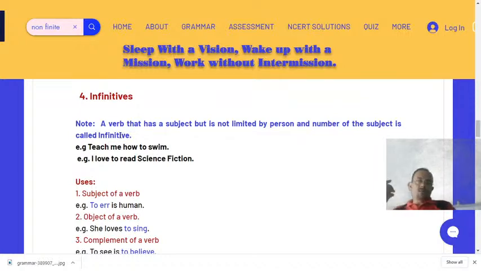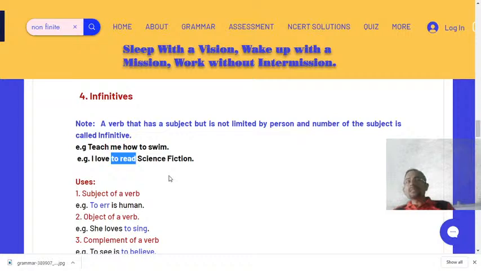So let me explain in very simple language, dear students. Whenever I read out this sentence, I love to read science fiction, here in this sentence there are two verbs. One is love and another is to read. As you can observe, the word love is agreeing with the subject I, whereas to read is not agreeing with the subject I. So the verb that does not agree with the subject is said to be non-finite, and to be more precise, it is an infinitive.